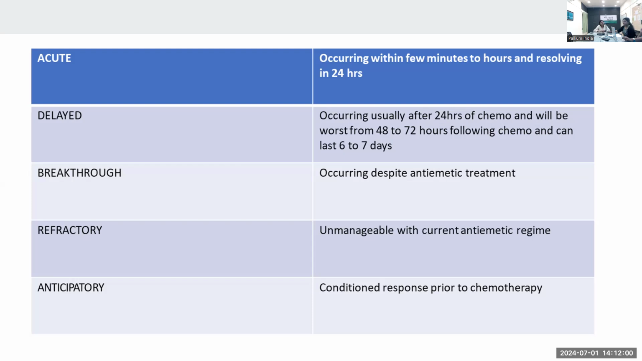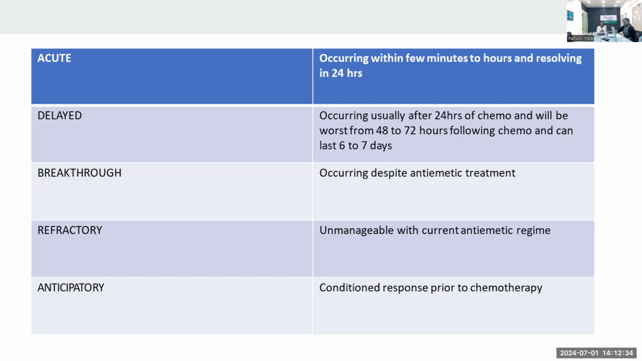Now, coming to the fourth one, refractory. Refractory means unmanageable with the current antiemetic. You have given everything, but the patient is not settling. That is refractory. Now, coming to anticipatory vomiting. This one you must not have seen commonly, but this happens in an oncology setting. For example, a patient is planned for a chemo on Thursday, and suddenly the patient starts getting vomiting on Monday.